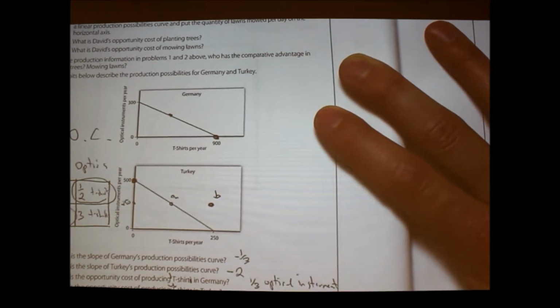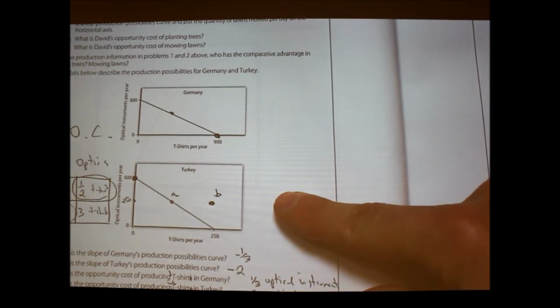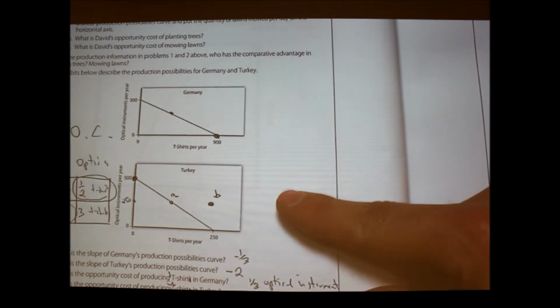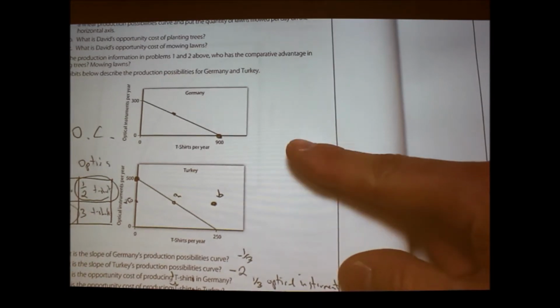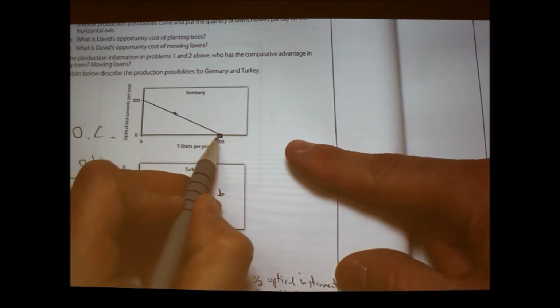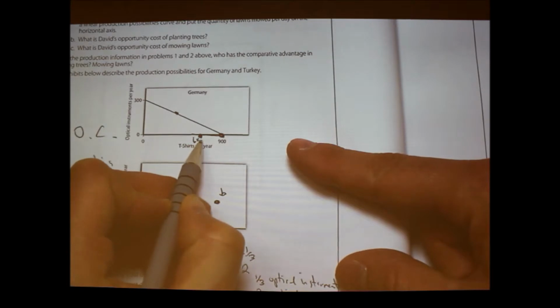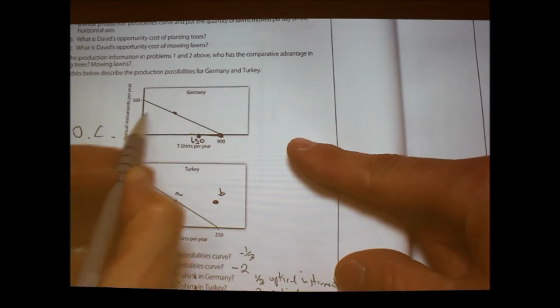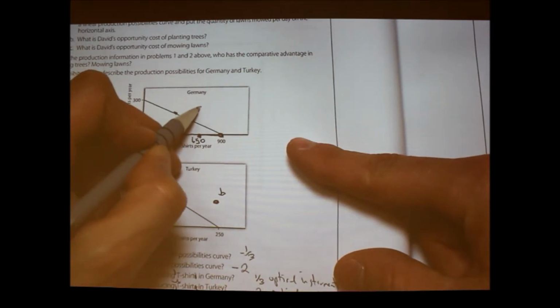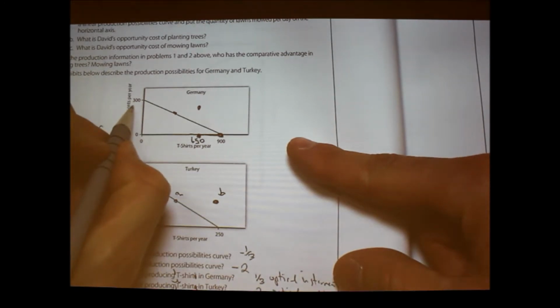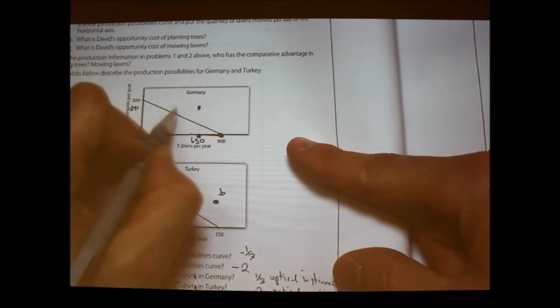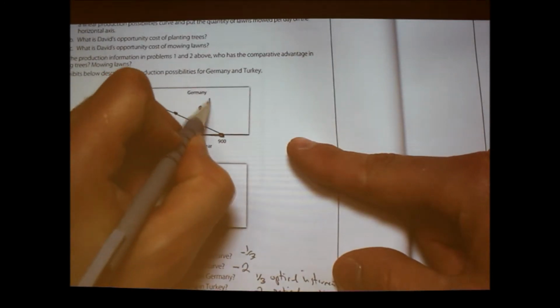So they're at a point to the right of their PPC, they're better off here, right, after trade. Similarly, Germany would have to give up 250 t-shirts, so it would be around here, and this would be 650, right? But then it would get 250 t-shirts. So it would go from point C to point D.